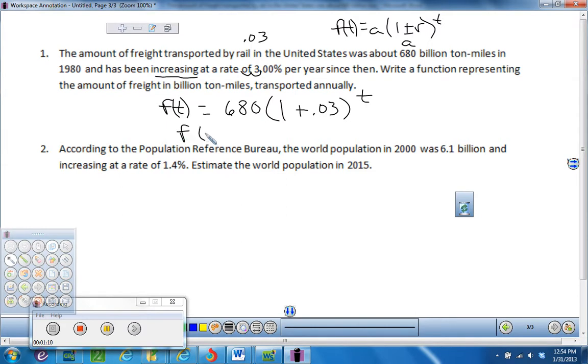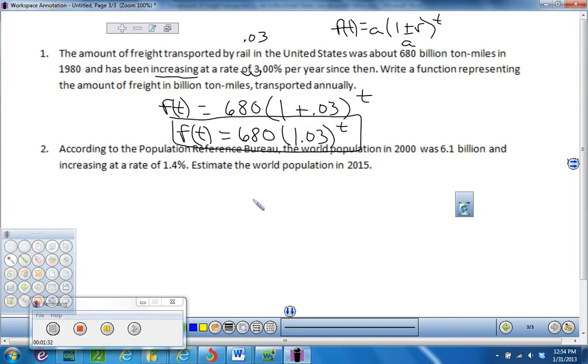So for the function, we should have something like this. F of t is equal to 680 times 1.03 to the t. So what we could do is plug in any number of years into here and see how much the freight has increased as we've gone. But this would be the answer for number 1.